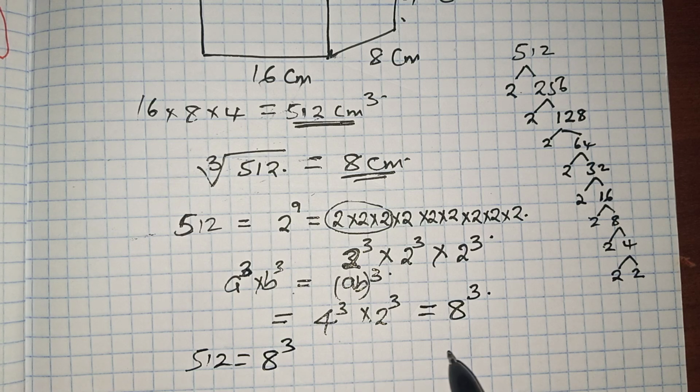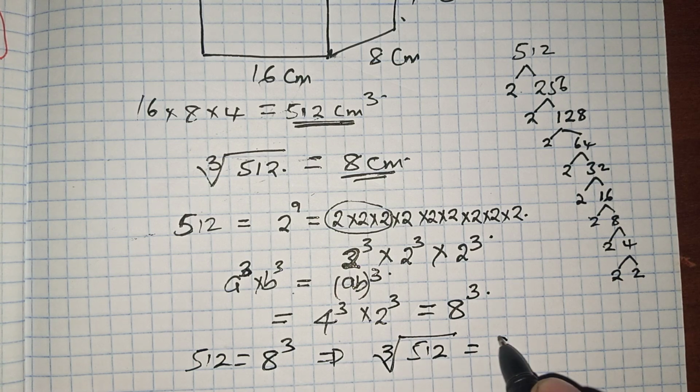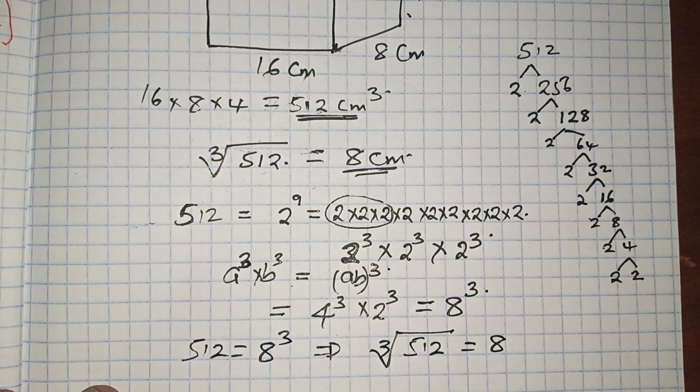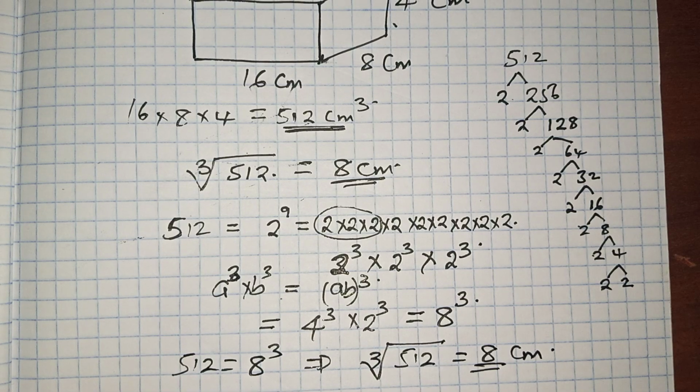If you get the cube root on both sides, it means that the cube root of 512 is 8. So our cube is going to be 8 centimeters. And that is the end of the question.